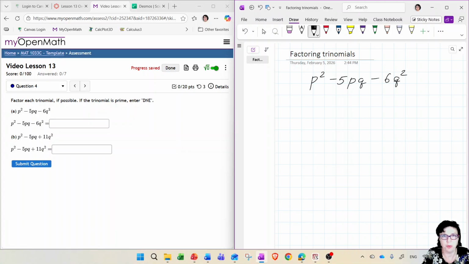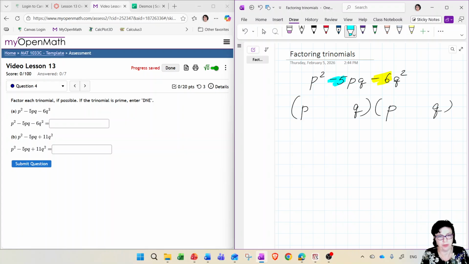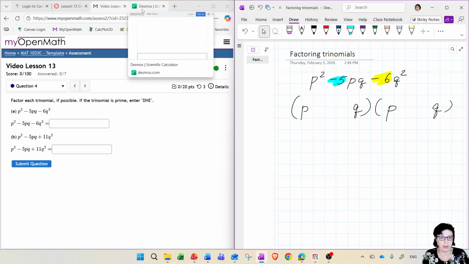Now here it's a little bit more complicated because we actually have two variables. We have p and q, but it's the same idea. So we're just going to put p, q in each factor. And then what we do is we're going to look for two numbers that would multiply to -6 and that would add to -5. All right. Now, because they multiply to a negative, one of them has to be positive and one has to be negative.